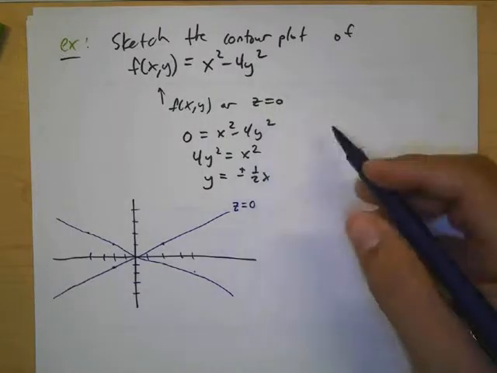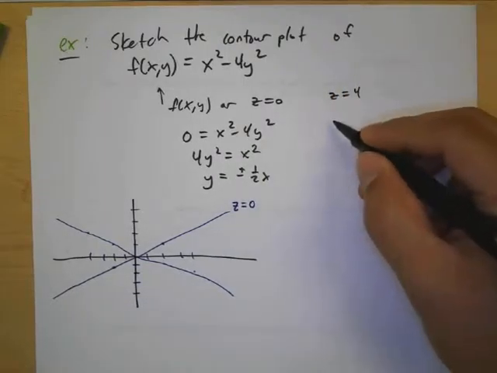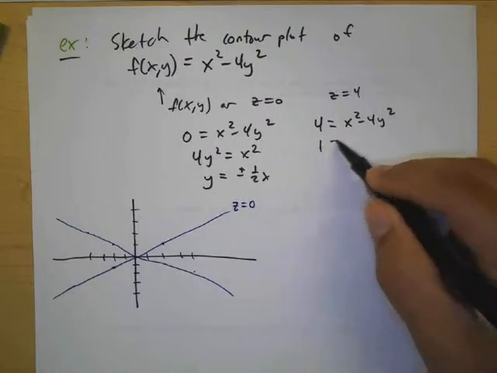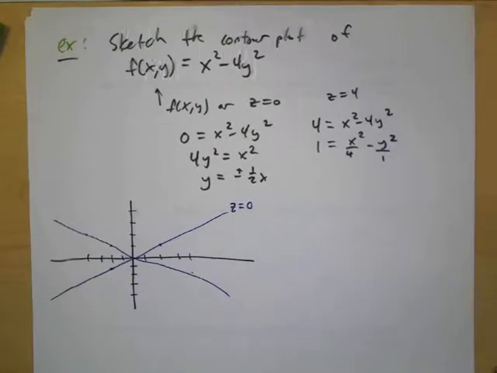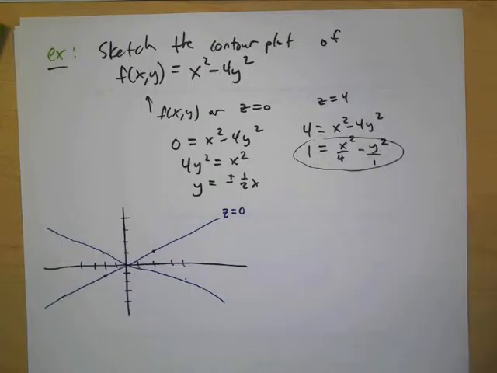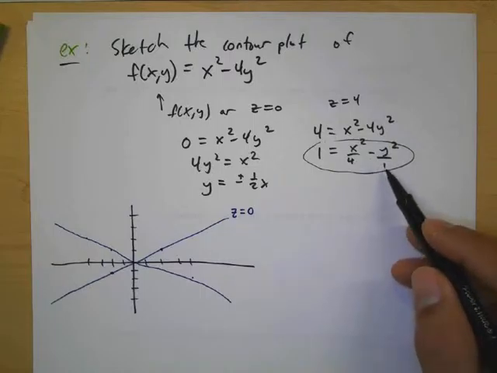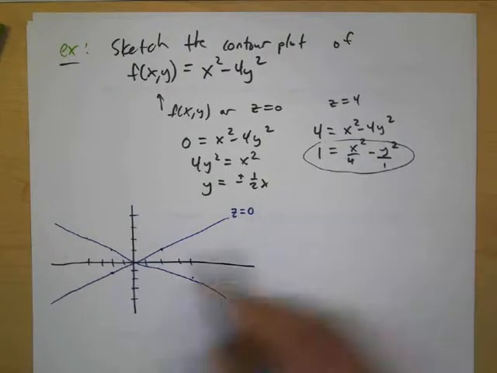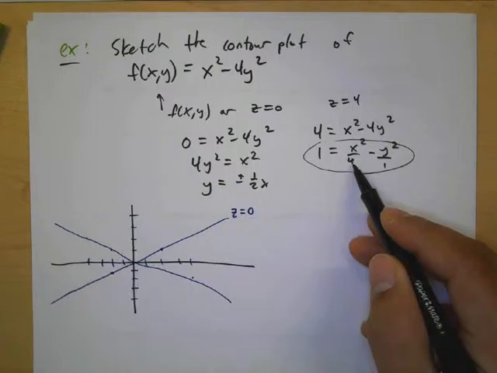Okay, and just to pick some convenient values here, let's say I did z equals 4. So then if I did 4 equals x squared minus 4y squared, divide by 4 to get it into a familiar format. What is this? A hyperbola. The center would be at 0, 0. It opens in what direction here? It opens in the x direction, right? The positive term tells you the direction that it opens in.